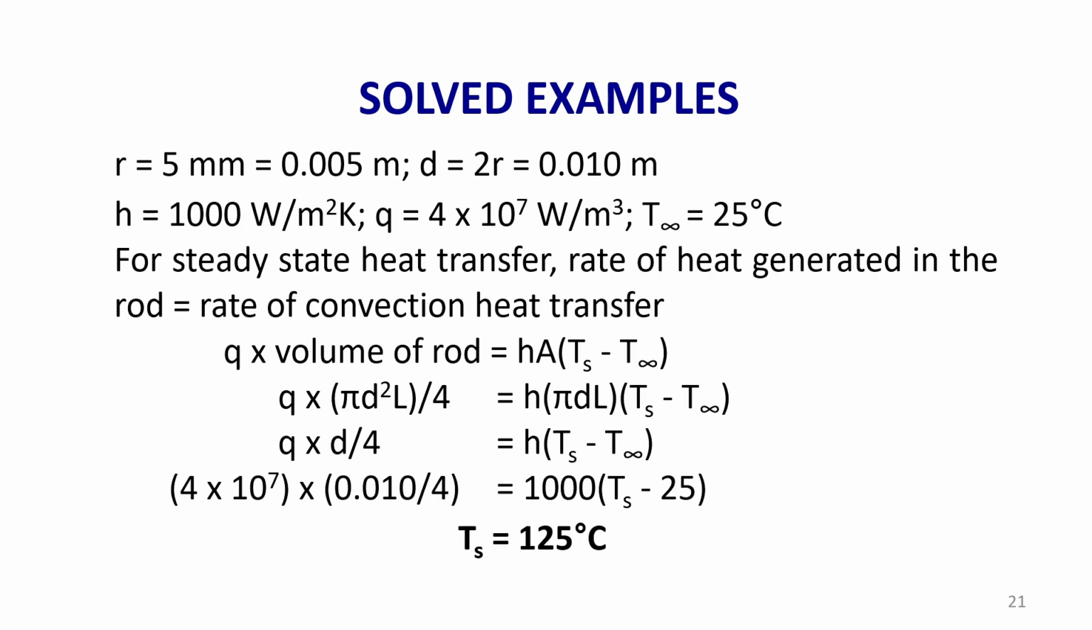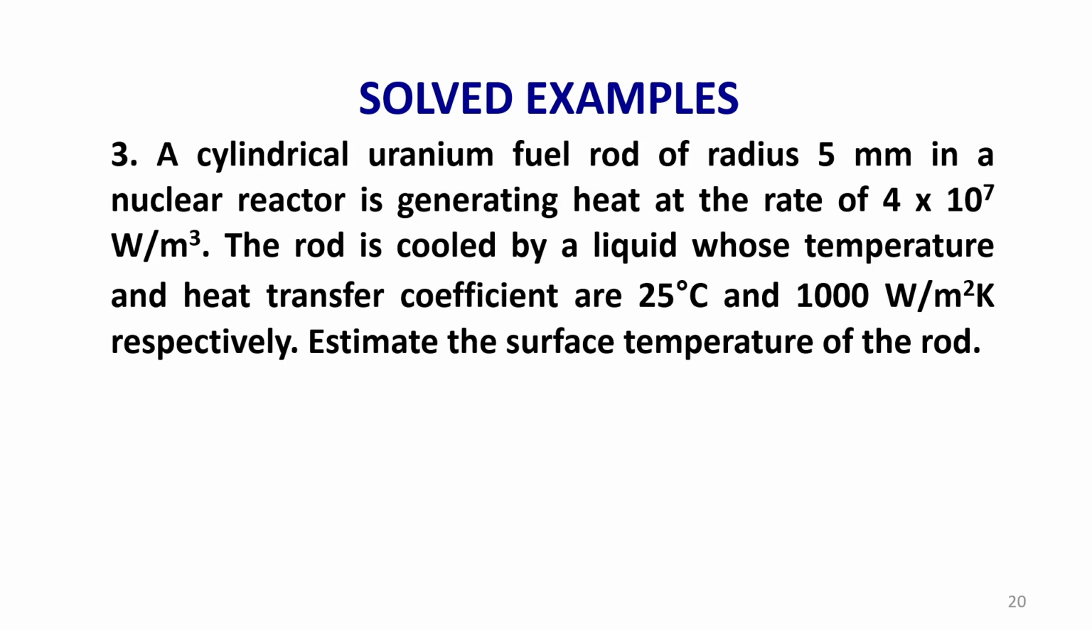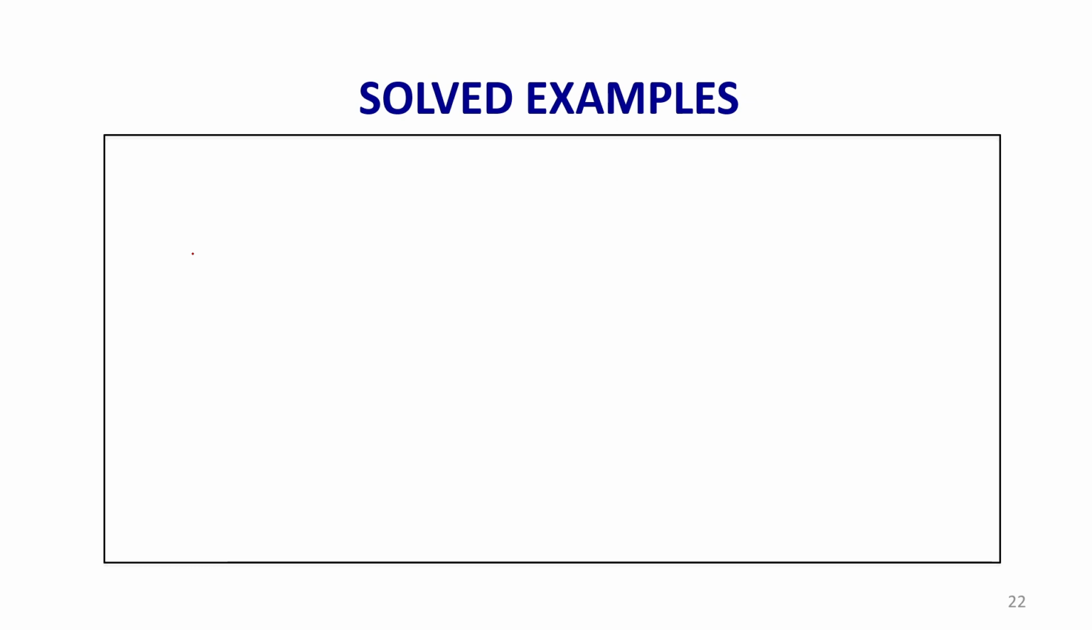Okay. Next one is a cylindrical uranium fuel rod of radius 5 millimeter in a nuclear reactor, generating heat at the rate of 4 into 10 power 7 watts per meter cube. So, this is Q dot. The moment you find this term, watts per meter cube, it is Q dot, 4 into 10 power 7 watts per meter cube. Watts per meter square is small q, heat flux. Watts per meter cube, we are using the letter Q dot.